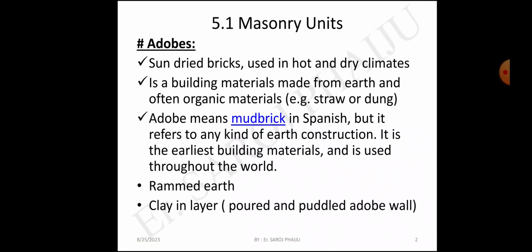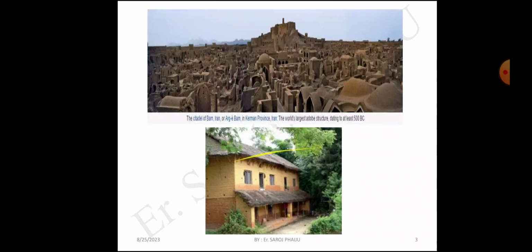Adobe is sun-dried bricks used in hot and dry climates. It is a building material made from earth and often organic materials, for example straw or dung. Adobe means mud brick in Spanish, but it refers to any kind of earth construction. It is the earliest building material and is used throughout the world. Rammed earth, clay in layers, poured and puddle adobe wall.